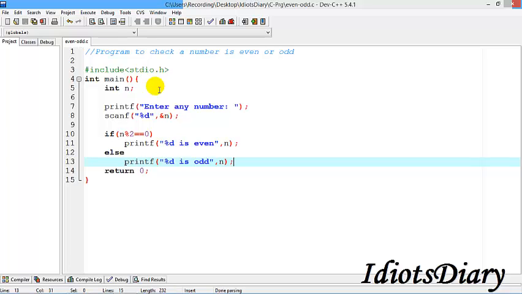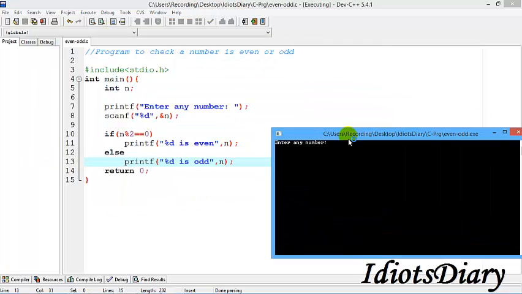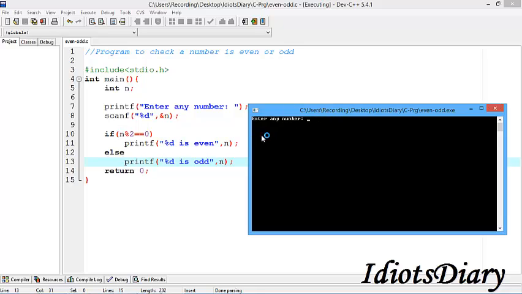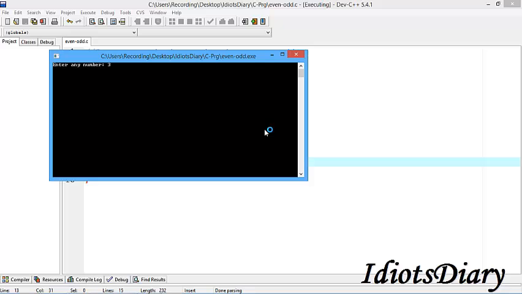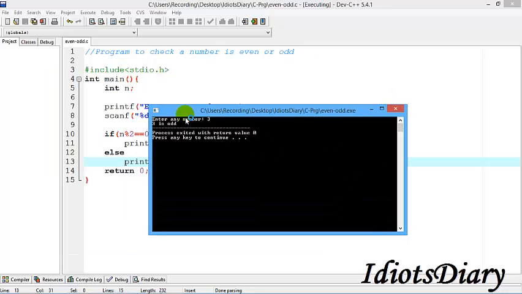Compile and run the program to check the output. Here you see that the output screen appears with the message enter any number. We press the number 4 and you see that 4 is even. Again, check the program with the odd number 3 and you see that 3 is odd.